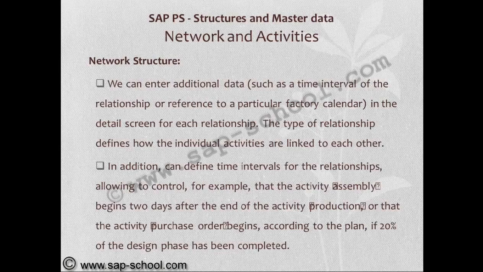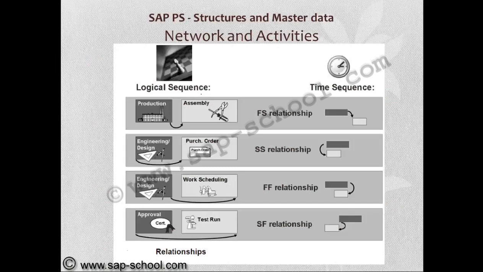The type of relationship defines how the individual activities are linked to each other. In addition, you can define time intervals for the relationships, allowing you to control, for example, that the activity assembly begins 2 days after the end of the activity production, or that the activity purchase order begins according to the plan if 20% of the design phase has been completed. Here we can see the relationships clearly.